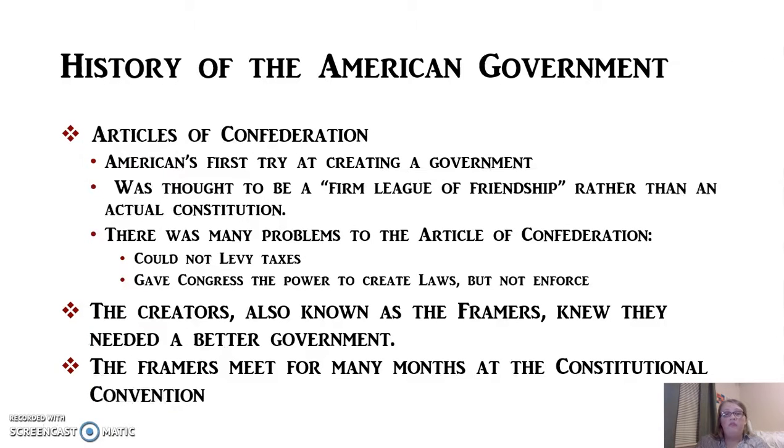So the framers of the Constitution knew they needed a better government. They decided to meet in Philadelphia at the Constitutional Convention, where they discussed for, I think, a couple weeks what we know today as the Constitution. Now the Constitution, let's get into that.